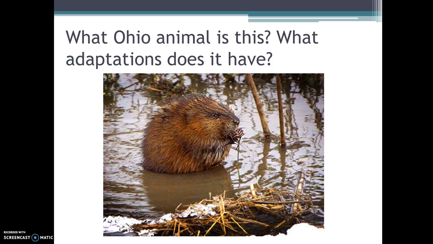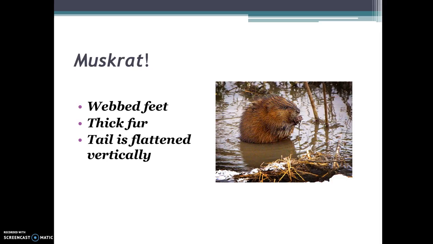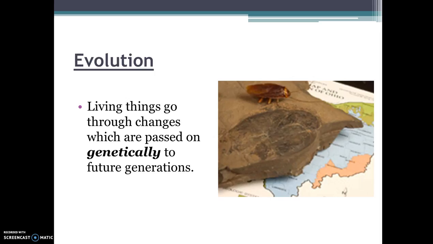Here's a muskrat. A lot of students will mistake this for a beaver. It does look like a beaver, but it's much smaller than a beaver. And these are common in Ohio. They're aquatic mammals. They're rodents. So you can probably guess, even if you don't know much about muskrats, what kind of adaptations it would have, since it lives in water. And you'd be right if you said, well, it has webbed feet, it has thick waterproof fur, and its tail, unlike a beaver, which is flattened horizontally, a muskrat's tail is actually flattened vertically.